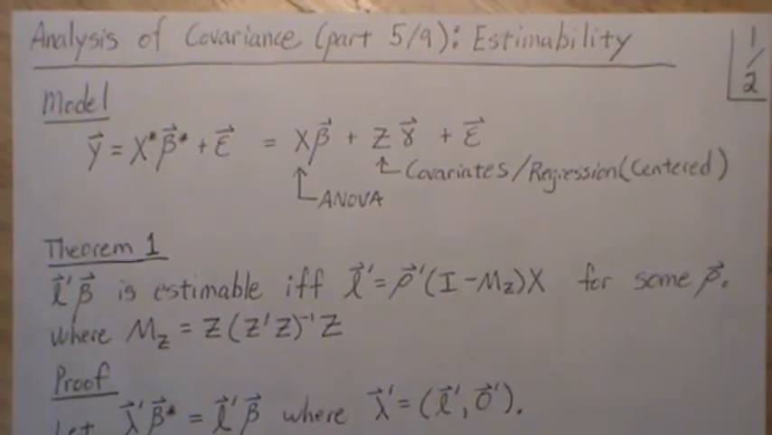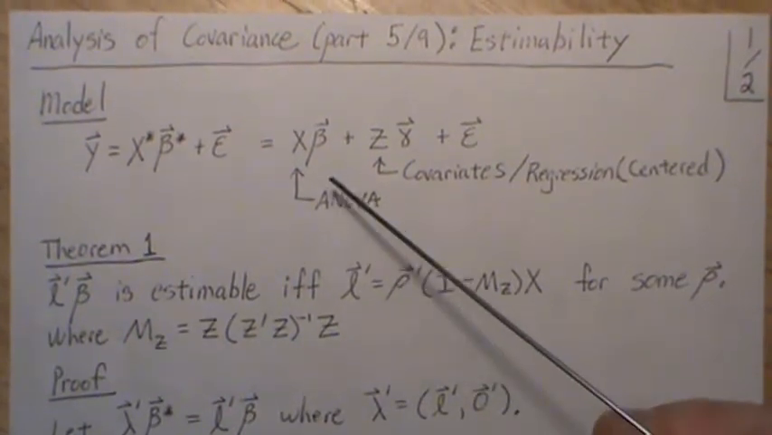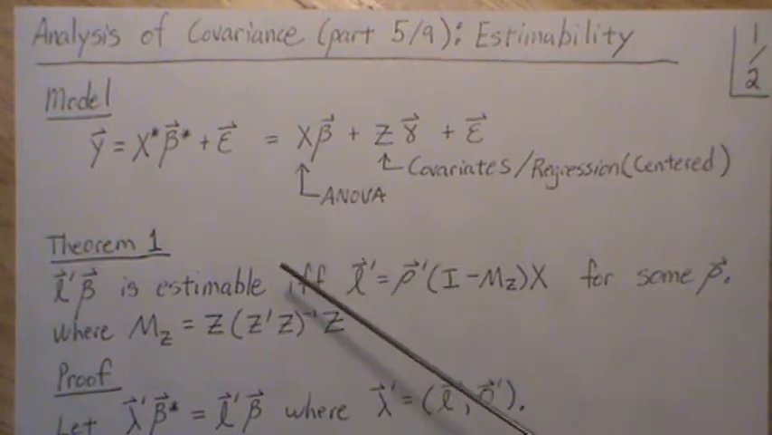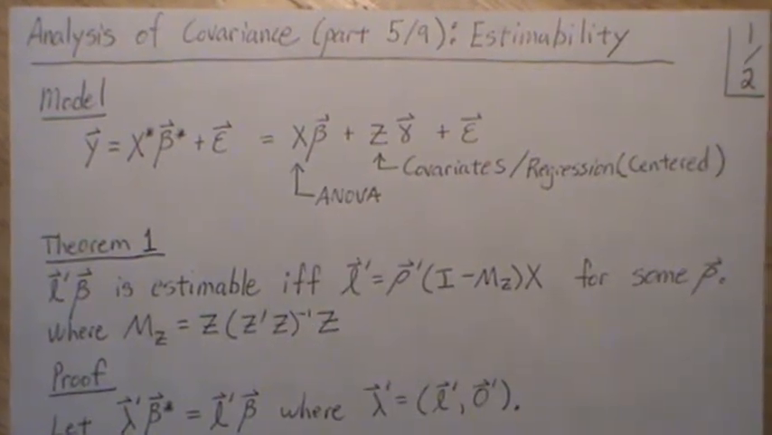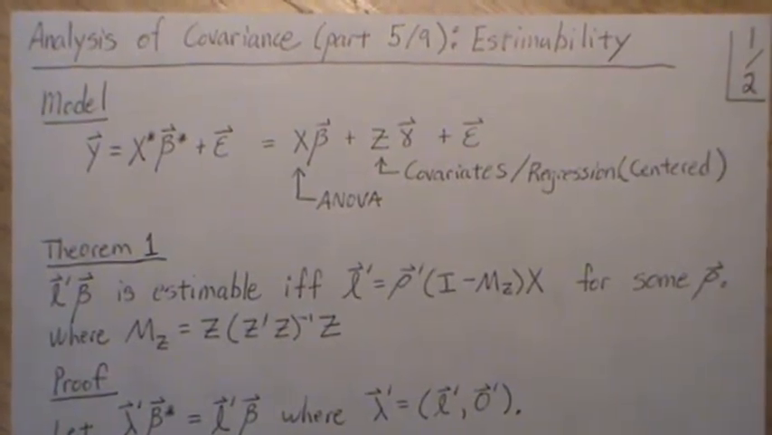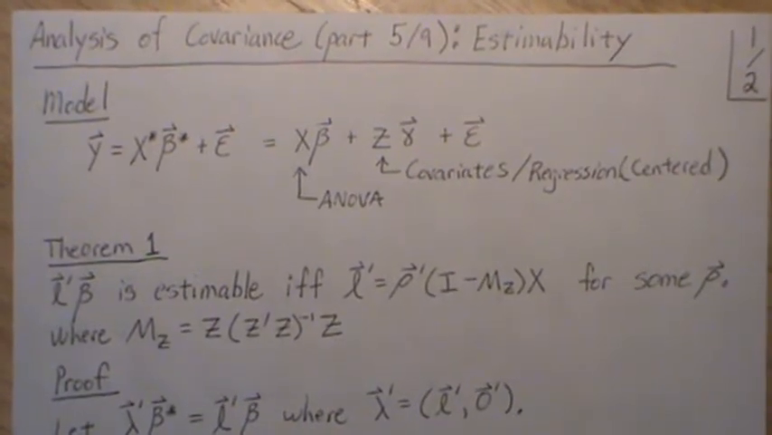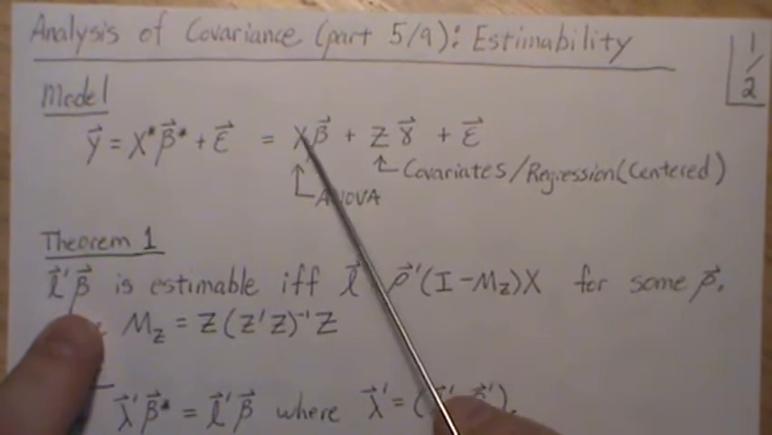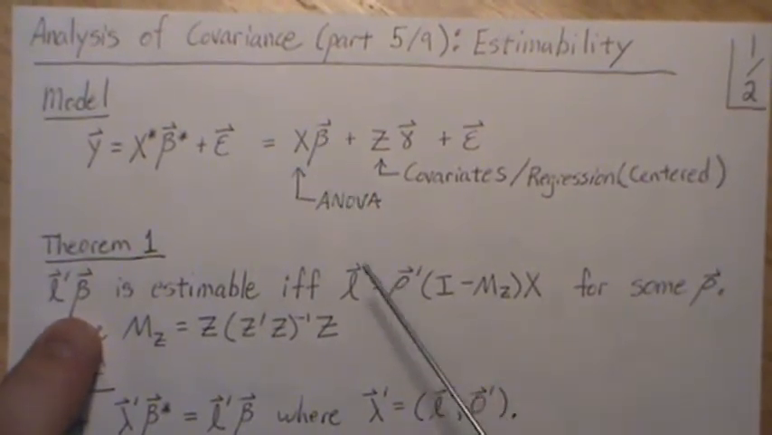Now, ultimately, I want to discuss a theorem on treatment contrast. But prior to that, I have to look at theorem 1. We have to prove theorem 1, then we're going to use it in our proof about treatment contrast. Theorem 1 deals with the estimability of a linear combination of these betas.